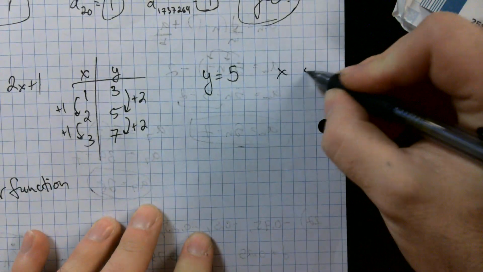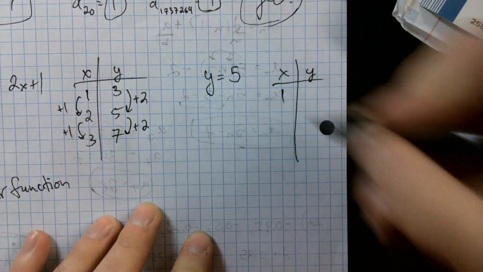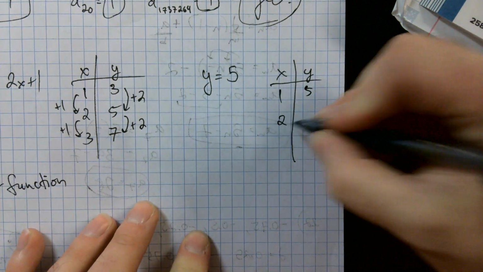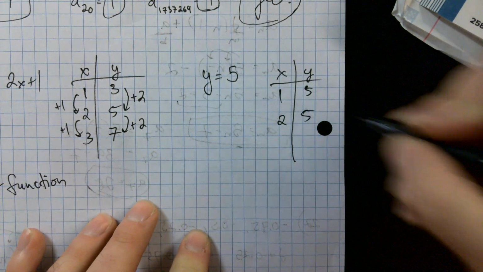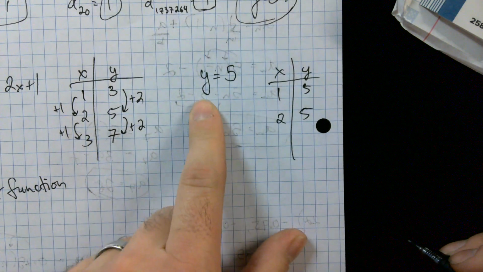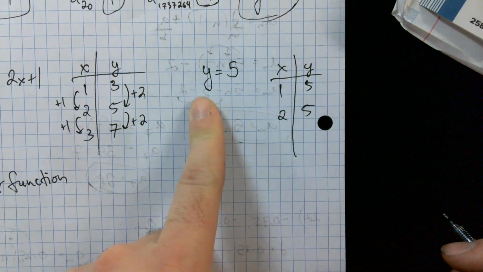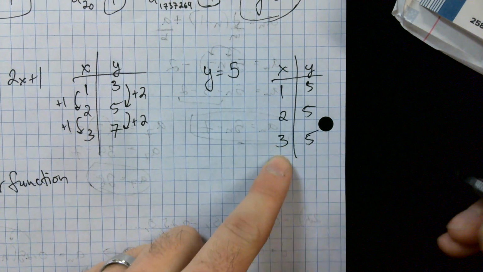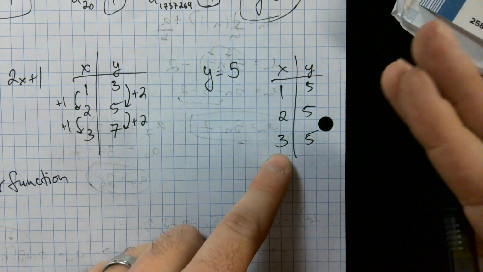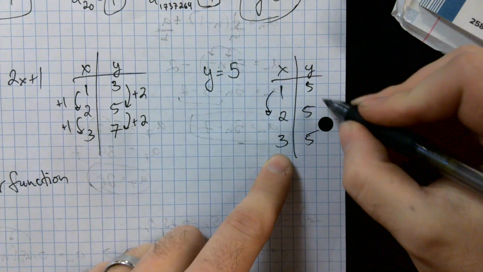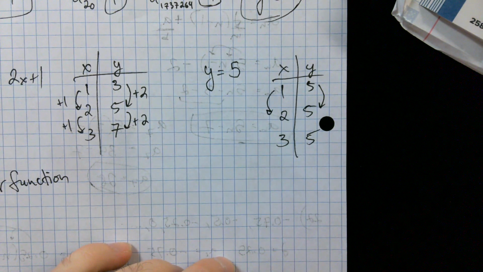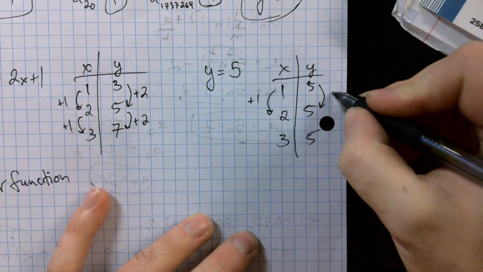Well, let's figure it out. Let's do an x and a y table. If I plug in 1 for x, what do I get for y? 5. If I plug in 2 for x, what do I get? 5. Y is equal to 5. So every time I plug in an x, y is equal to what? 5. What if I plug in 3? 5. Okay, it looks weird, but does each input have one unique output? Yes, it does. They're all the same output, but that's fine. We just can't have the same input.